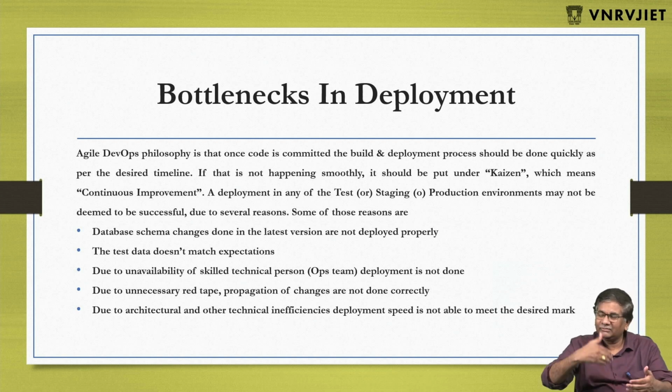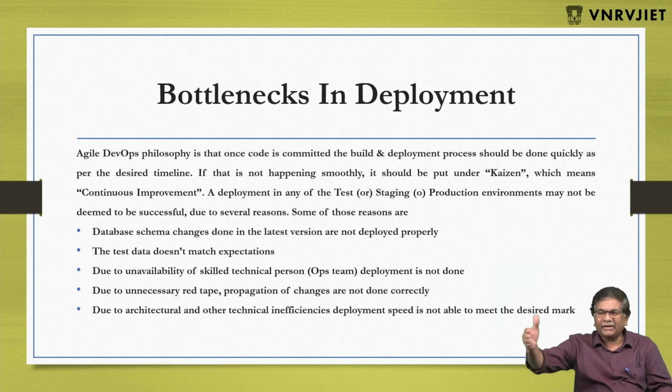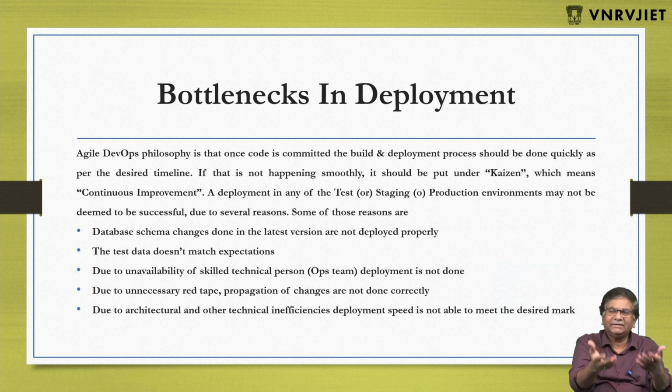Now we want this step to be done, and a lot of red tape is going to be there. Again, they want to propagate from one place to another place, and their process may not be that good. Deployment failure doesn't mean that the actual application is bad. It could be that it's not meeting the requirement timelines, right? That's also deployment failure. Last but not least, due to architectural and other technical inefficiencies, deployment speed is not able to meet the target. This is a very, very important point for the next unit to start.